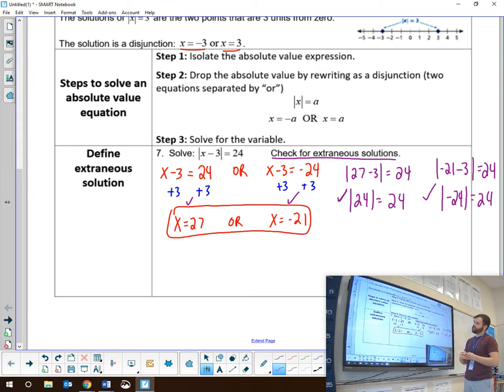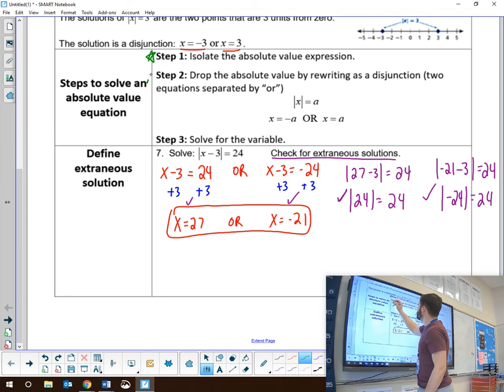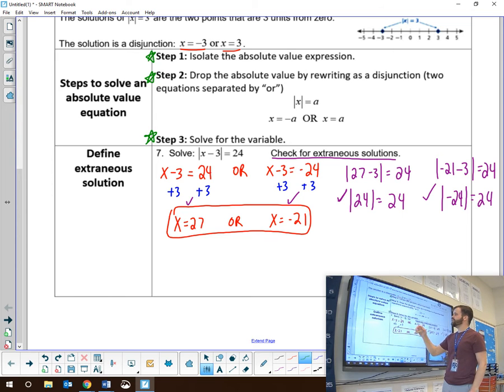Okay, let's go back and take a quick look at these 3 steps, step 1, step 2, and step 3 to solving these. Our first step, we did not have to do for number 7 here. My first step is isolate the absolute value expression. So we want just the absolute value on one side. It was already done for us on this one, so we're good.